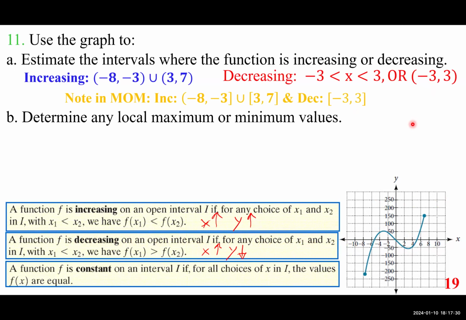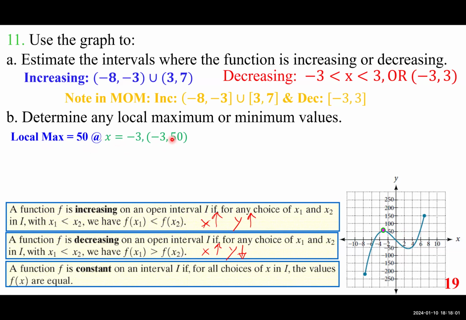Determine any local max or min. Well, obviously, this is a local max. Now, what is that equal to? The y coordinate is 50 at x equals -3, or this pair. The way they ask you, you have to answer it accordingly. The way I like to see, if it were a written exam, you would write local max equals this one at x equals -3, or this pair.